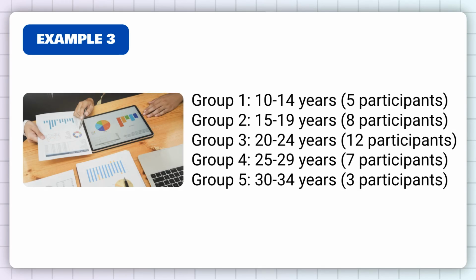Now let's tackle a slightly more complex example involving grouped data. Look at the provided data, which shows the ages of participants in a survey. Even though the data is grouped, we can still calculate the range by considering the endpoints of the age groups. Let's identify the lowest and highest values in the entire dataset. The lowest value is the start of group 1, which is 10, and the highest value is the end of group 5, which is 34. Therefore, the range is 34 minus 10, which equals 24. The range of ages in this survey is 24 years, showing us how widely the ages of the participants vary.